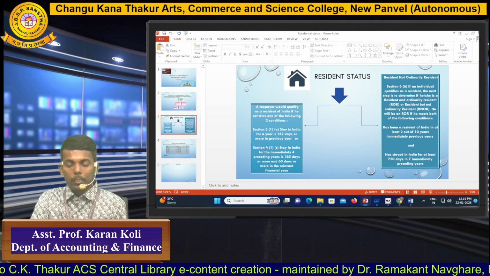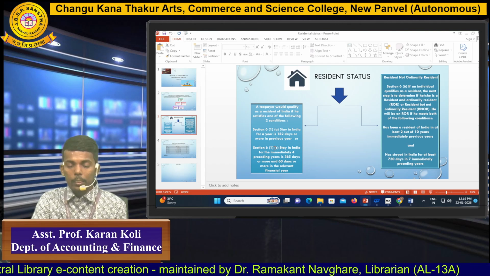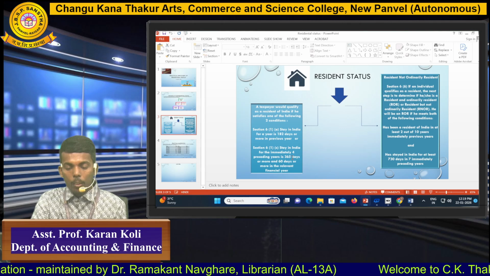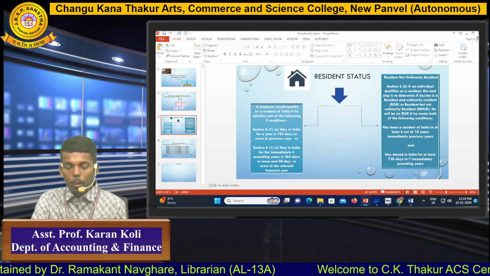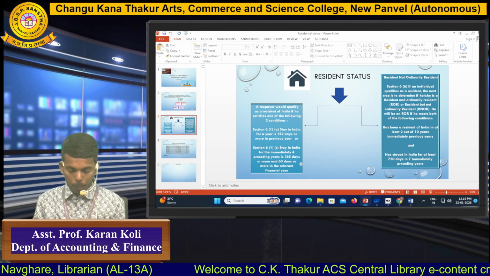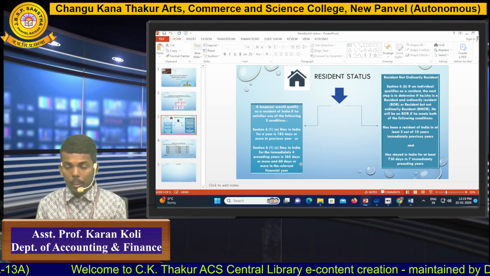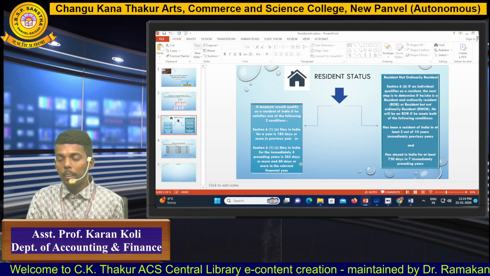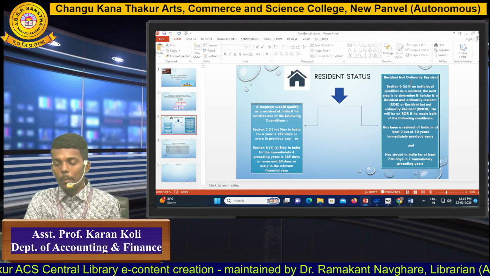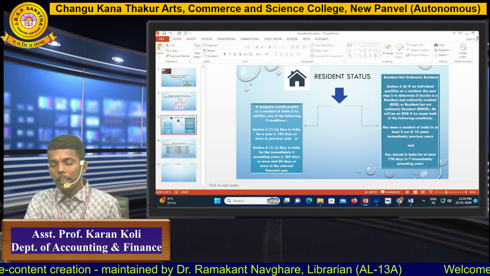Or Section 6(1)(c): he or she stays in India for 365 days or more in the immediately preceding 4 years, and 60 days or more in the relevant previous year. With the help of these conditions, we can determine the residential status of the individual, and we also determine whether resident is ordinarily resident or not ordinarily resident, according to Section 6(6).